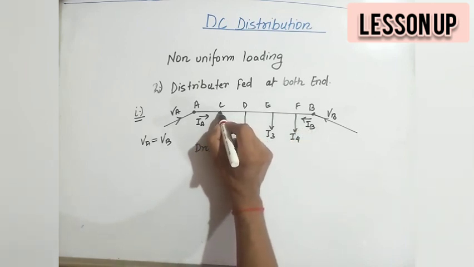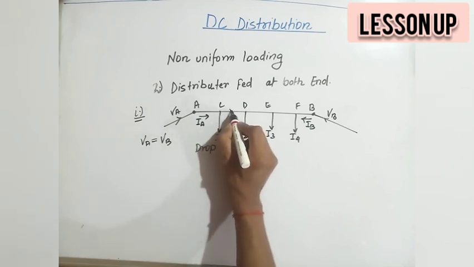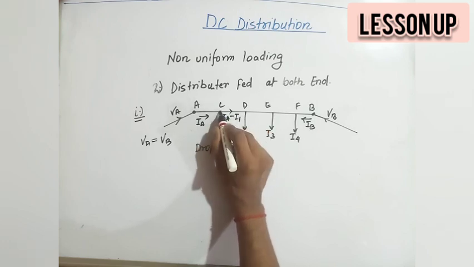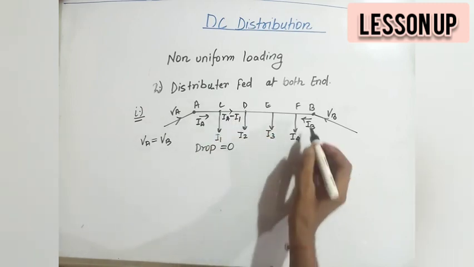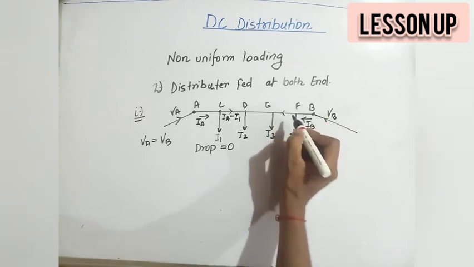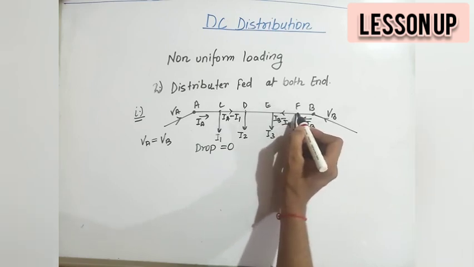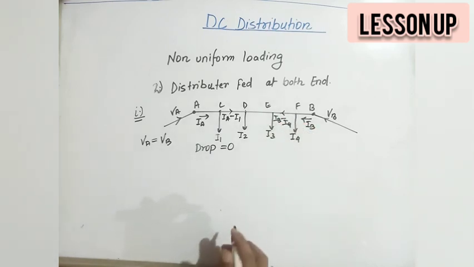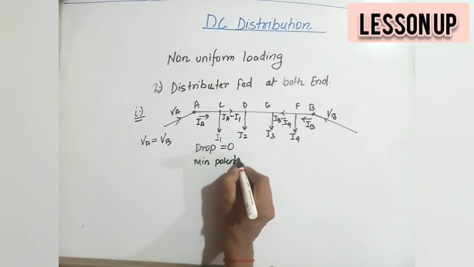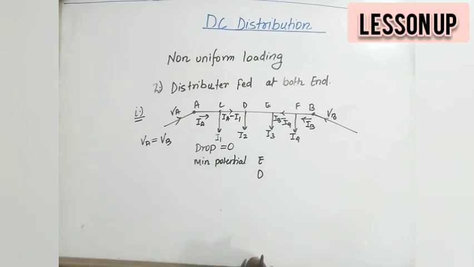So what will be the current between C and D? Obviously the incoming current is IA. From C, I1 has been taken out, so IA minus I1 will flow between C and D. Similarly, IB is coming from this direction and I4 is taken out at point F, so IB minus I4 current flows between F and E. So the minimum potential can be E or D.